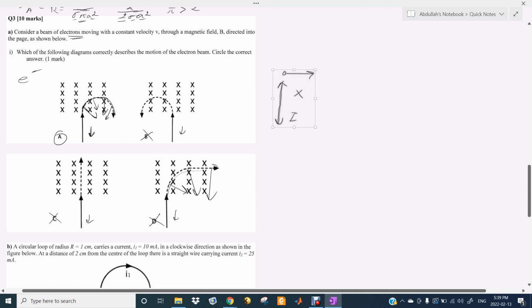Right. Since they just asked to circle the correct answer, in this case you just have to circle. But if they say justify, then draw some diagram visually to show that you understand what's going on, mainly the right hand rule.